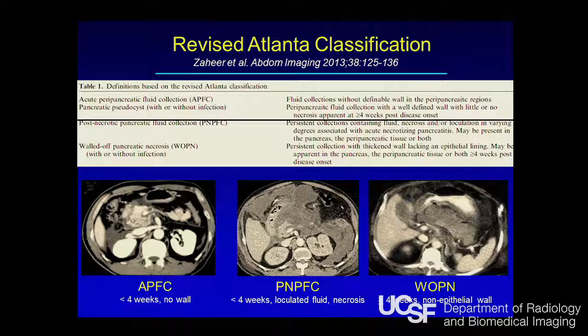If it's after that, then we're talking about developing a fibrous wall around that collection, and that's going to be a pseudocyst. If it's the necrotizing pancreatitis morphology and less than 4 weeks, then it's the post-necrotic pancreatic fluid collection, all right, the PNPFC. And if it's greater than 4 weeks, and that's where you can add the modifier of whether it might be infected, if you see gas, you think it might be infected, and that's the walled-off pancreatic necrosis or walled-off necrosis, all right?